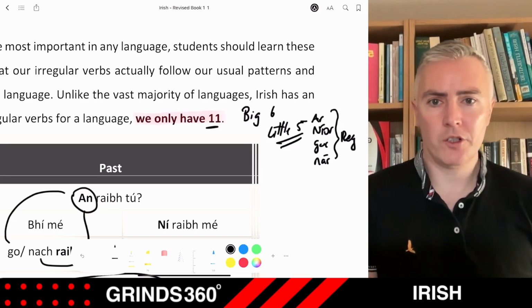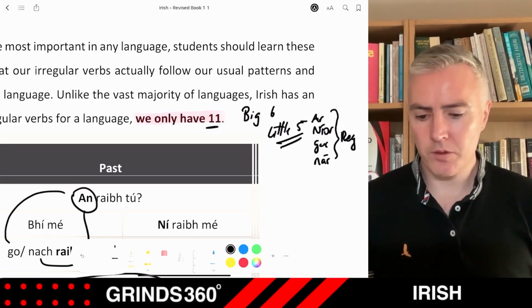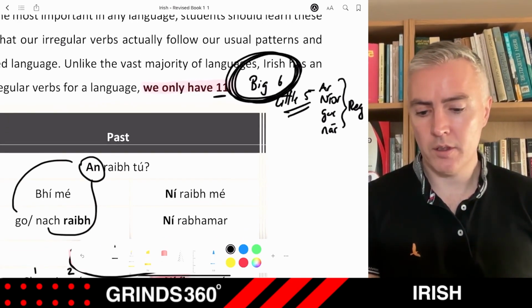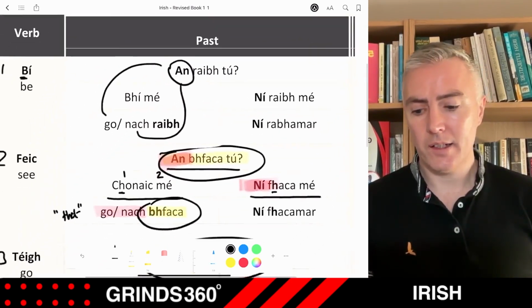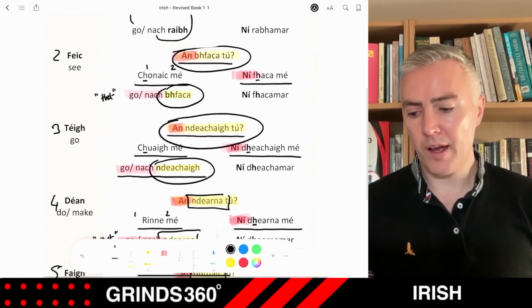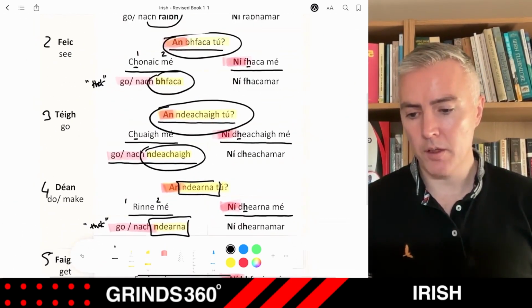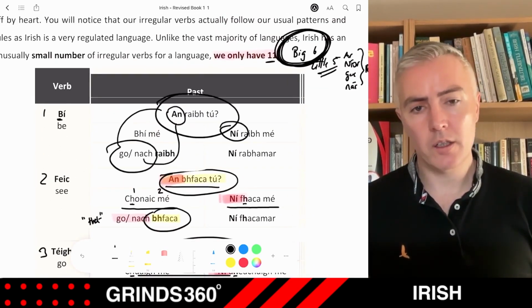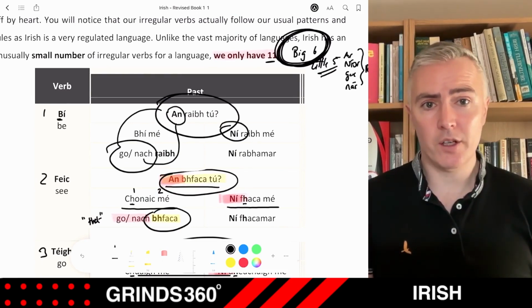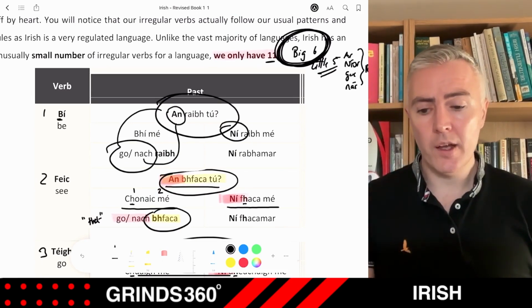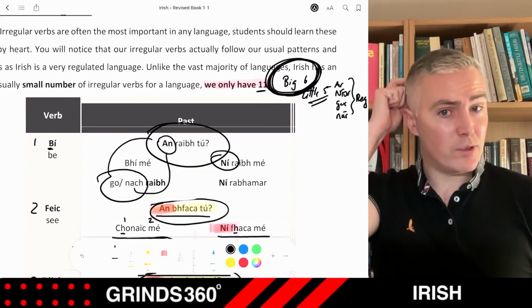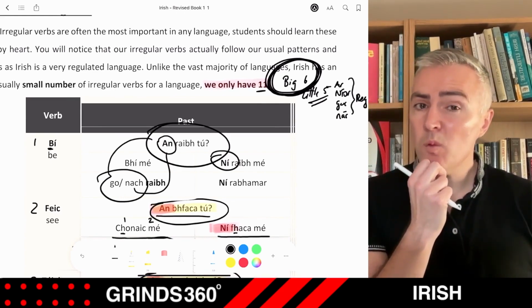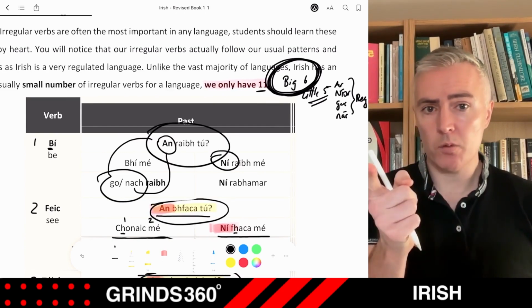So when I teach Irish, I don't tell you there's 11 irregular verbs. I only teach 6 irregular verbs in the Irish language, and it's these ones here: bí, feic, téigh, déan, faigh and abair. All use "an", all use "ní", "go" and "nach". Every other verb in the past tense in Irish will use "ar", "gur" and "níor". So yes, while we have only 11 irregular verbs, if you really wanted to look at it this way, we actually only have 6, and it's those ones there.